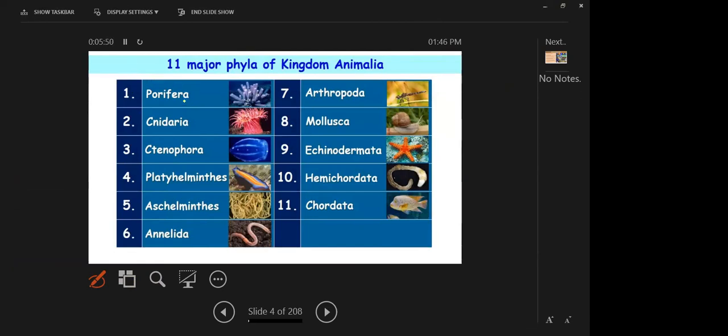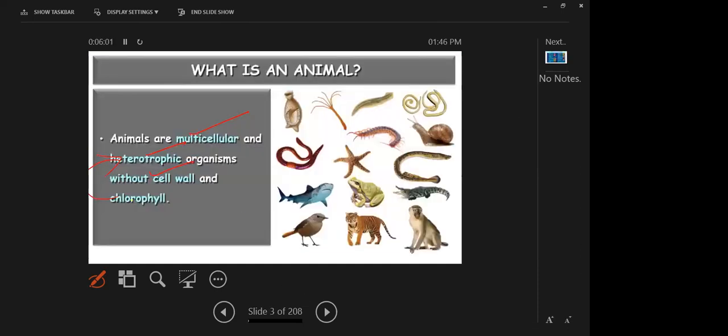So what is the basis of classification of the animal kingdom? Here you can see, for all the organisms, the first point is the levels of organization.